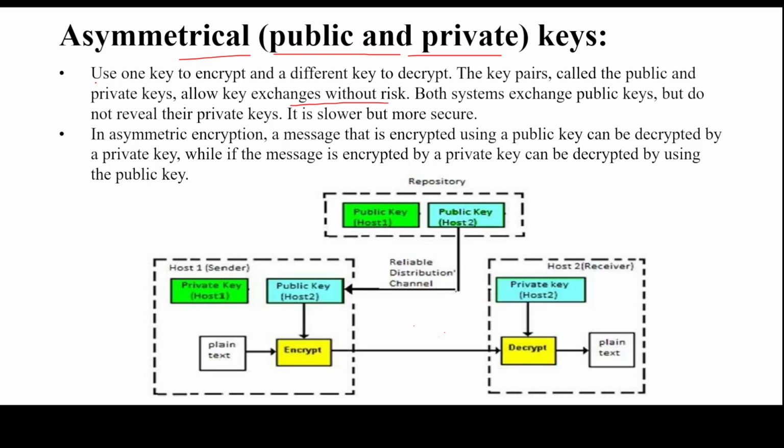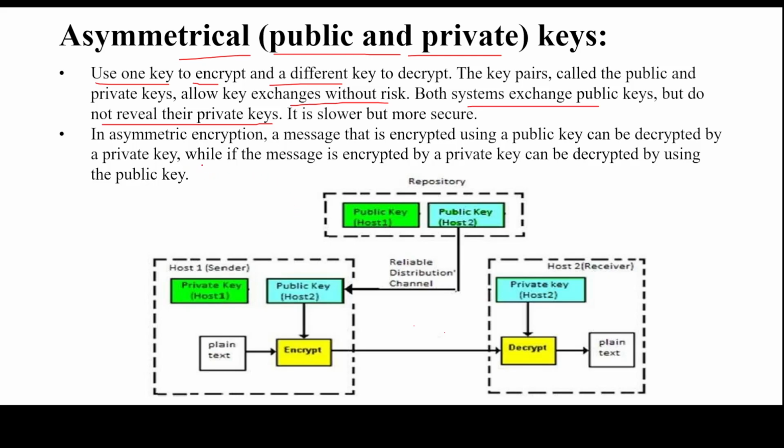So here we can use one key, either it can be public or private key, to encrypt the message, and one different key to decrypt that message. Okay, so both systems exchange public keys but do not reveal their private keys. So in this case, we can see the public key is used for encryption and generates the ciphertext. Any user can encrypt that data, but only the person who has the private key can decrypt that ciphertext. So in this particular scenario, an interceptor that sees the asymmetrical key exchange cannot crack the algorithm.